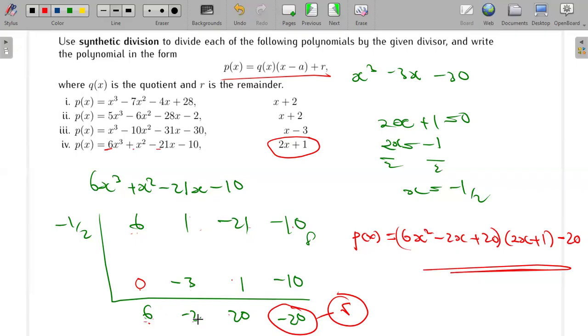So x minus 2, then the 20 there, and then you see the 6, now I'm writing there, x squared. Since it's reduced from a cubic function to a quadratic function, of degree 2, it will be x squared minus 2x, then plus what? 20. Then here you have 2x plus 1, which is the divisor you're dividing by. Then you're adding the r. But our r is negative 20, so we just add that negative 20 there. That's how you go about this.